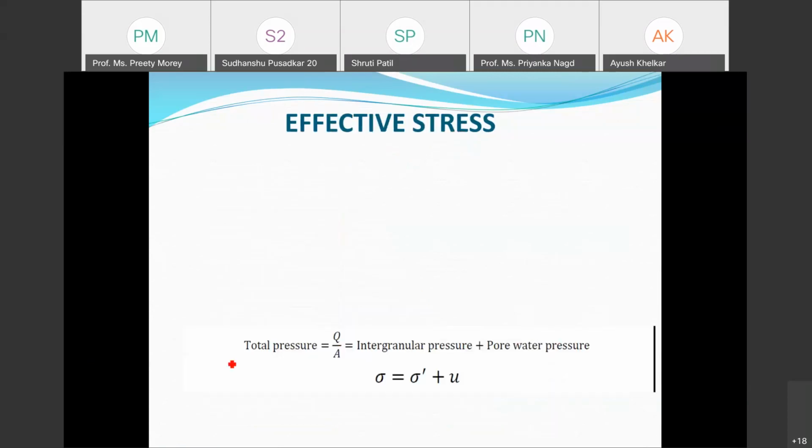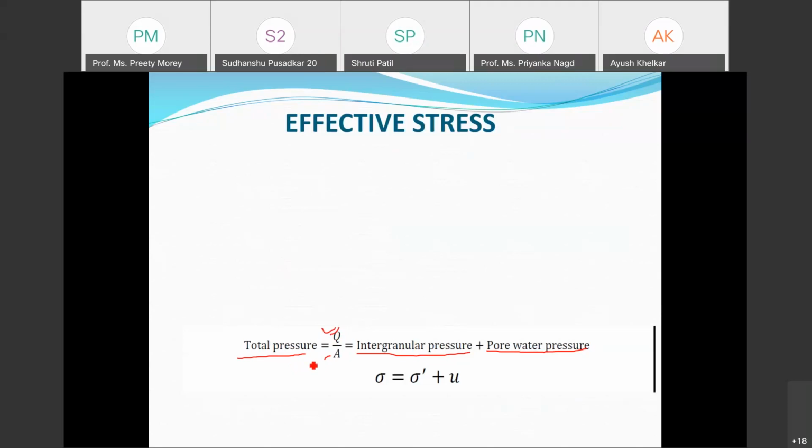Now, the total pressure is equal to intergranular pressure plus pore water pressure. Now, what is intergranular pressure? We know the definition of pressure or stress is total load upon area. Okay, so Q upon A is your total pressure. So total stress is Q upon A. What is the load now? There are two parts. As I said, there is water and there are soil particles.